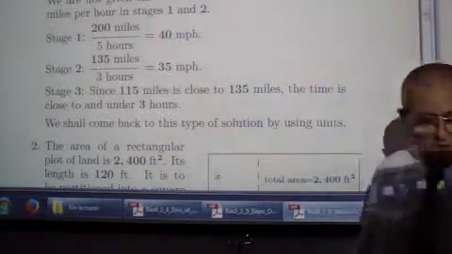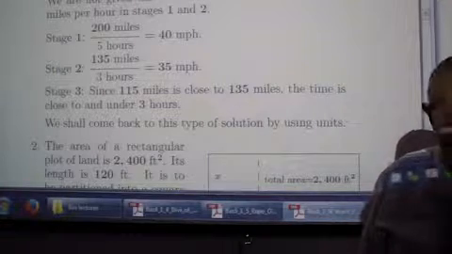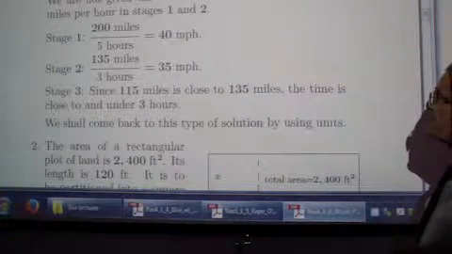Yeah, we are doing word problems now. I have about 20 minutes left, so I don't have to go too fast.